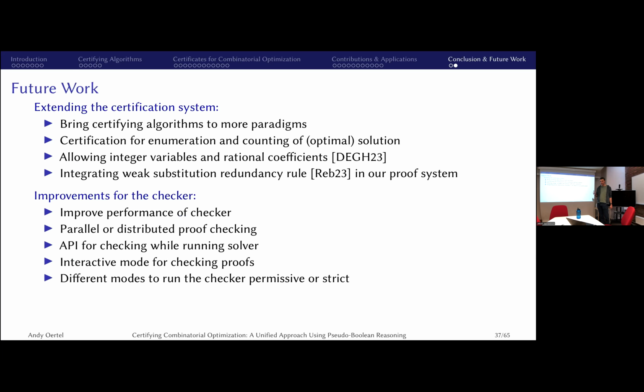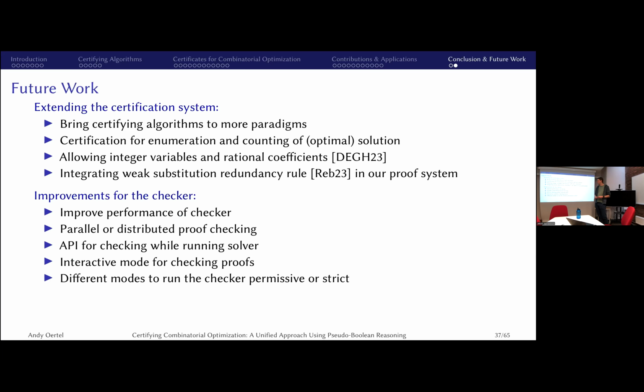For improving the checker, of course, it would be great to improve its performance. Then it would be interesting to figure out how to do parallel and distributed proof checking. It might be interesting to have an API for interfacing with the checker directly, so that while running the solver, the solver can directly get feedback on whether it's doing the right things. An interactive mode would also be interesting, so that when you have a wrong proof, you're thrown into an interactive session where you can figure out how to fix the proof.